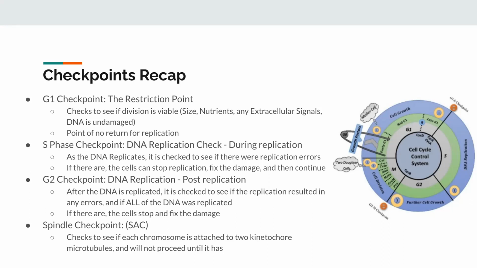You then have the G2 checkpoint, which is the post-replication checkpoint. It's after all the DNA replication has happened. It's still checking to make sure that the DNA replication happened right.